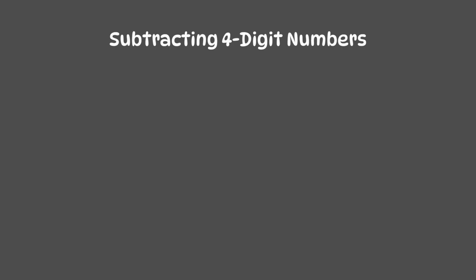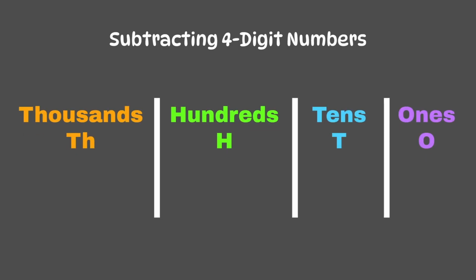When we subtract 4-digit numbers, the idea is the same as what we already know about smaller numbers. But now we also have the thousands place. So while subtracting, we must pay careful attention to the place values: thousands, hundreds, tens and ones. Let's begin with subtracting 4687 minus 1245.